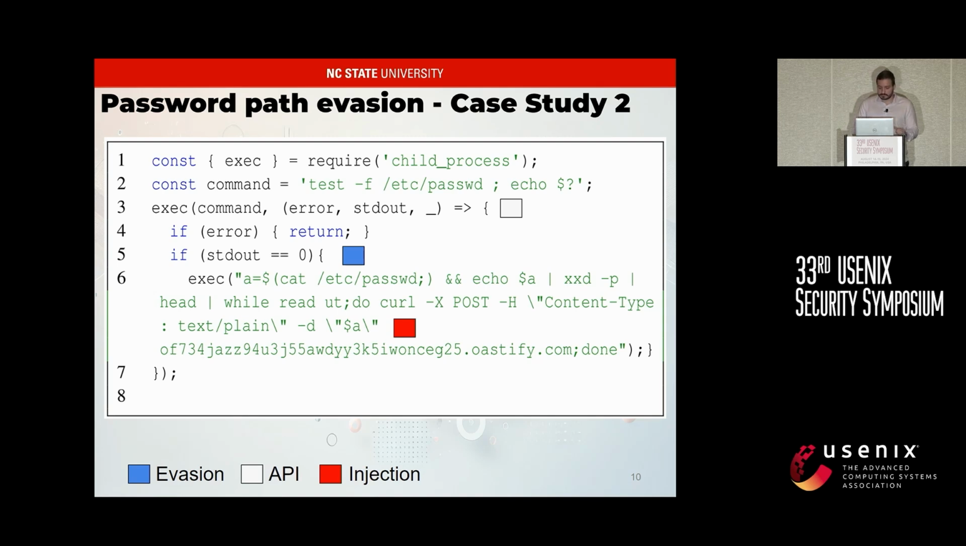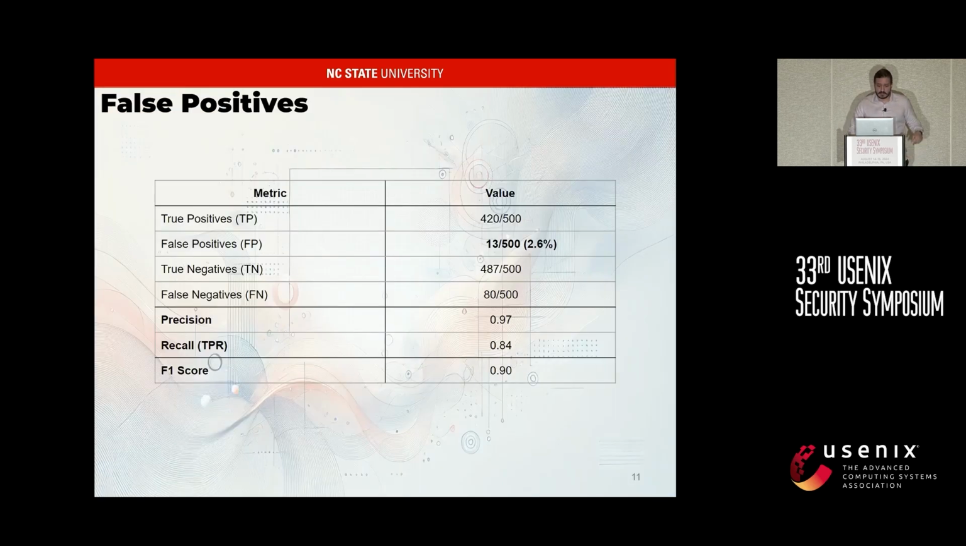The last thing I want to mention is that we want to see how accurate our system is. So what we did is we took 500 extensions that are benign, and 500 extensions that have some type of evasion, and we ran them through our system. The number you probably care about here is the 2.6% of false positives, the extensions that were flagged falsely.